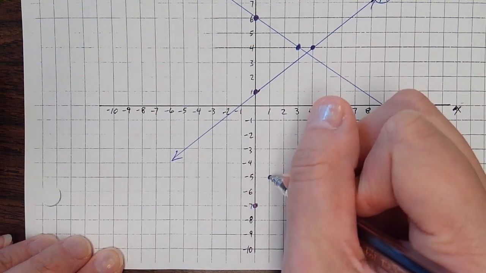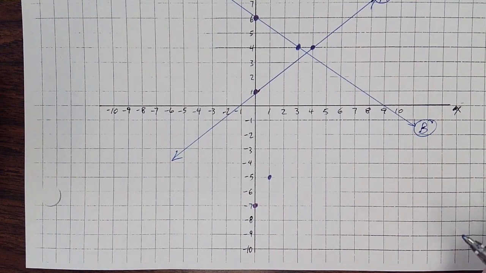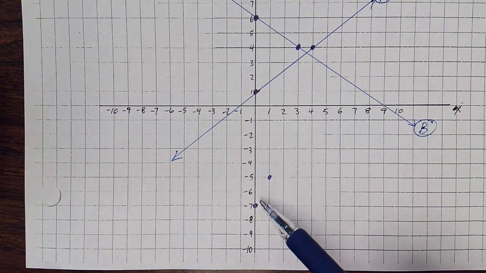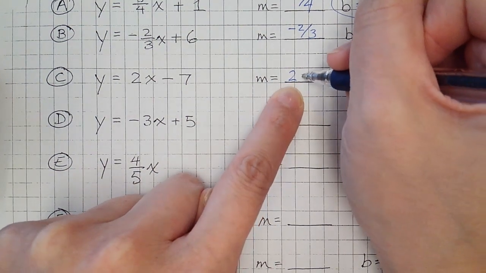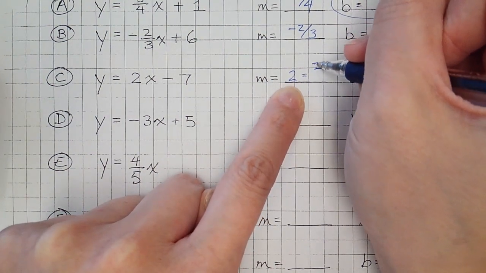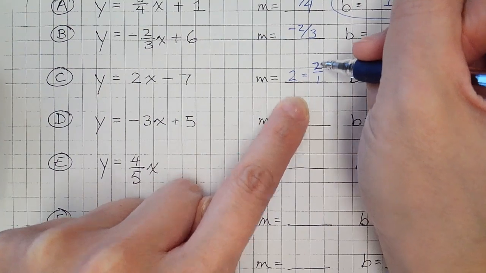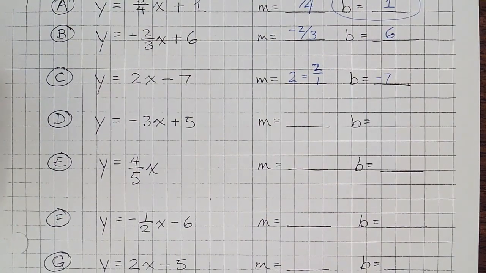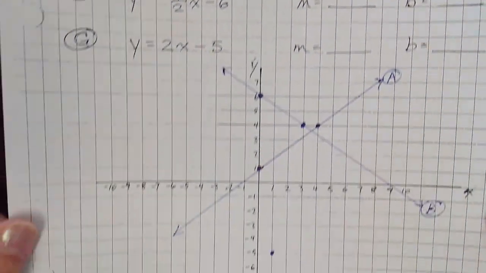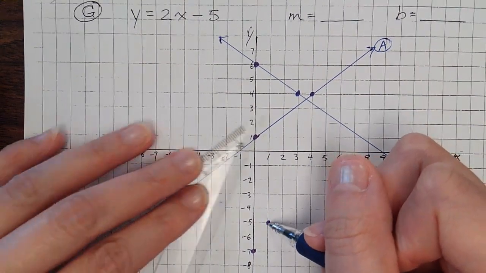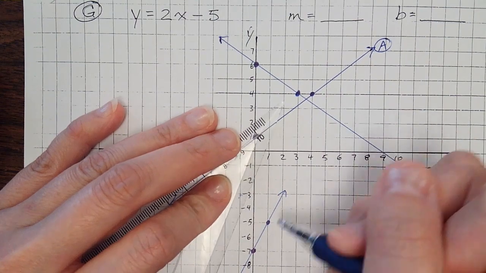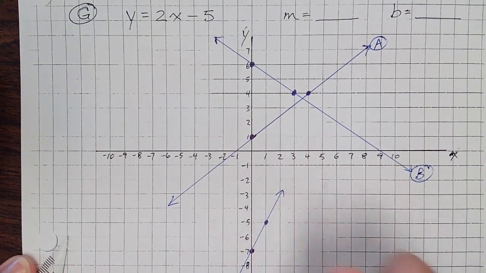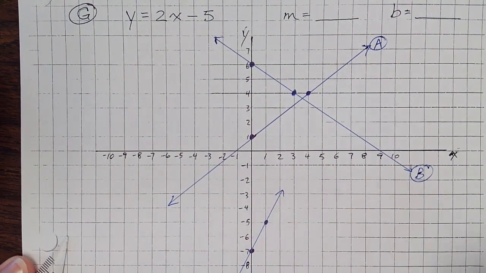You always have a rise and a run. So here, even though it says m is 2, this is the same as 2 over 1. So up 2 over 1. Okay, so there's my line. Okay, like that. Okay, and that's C.